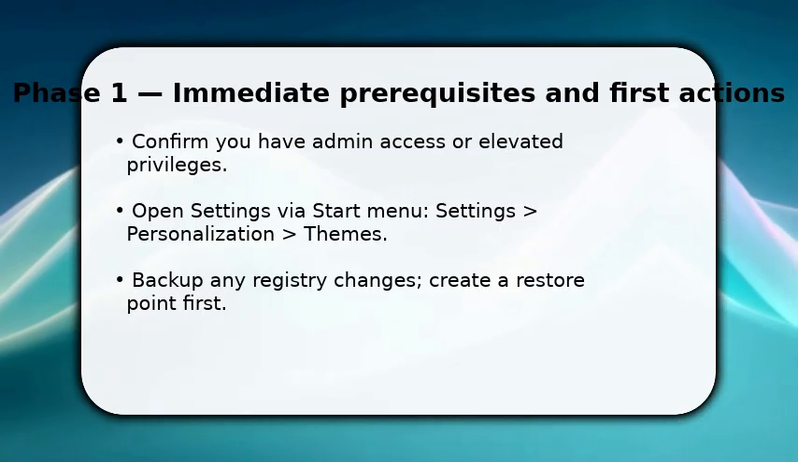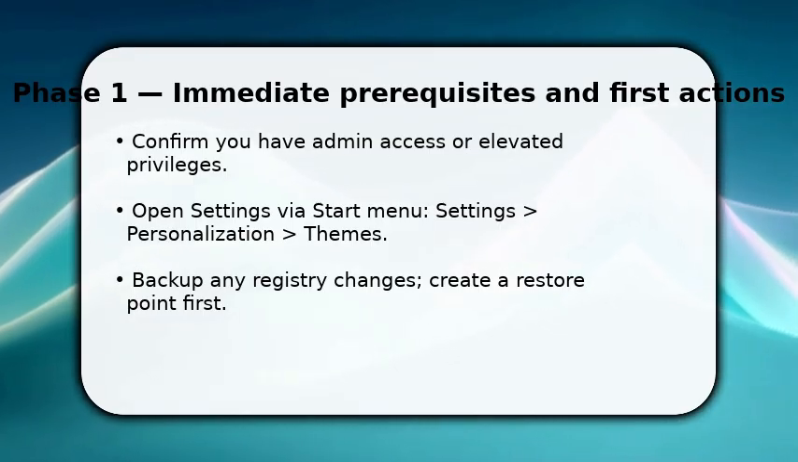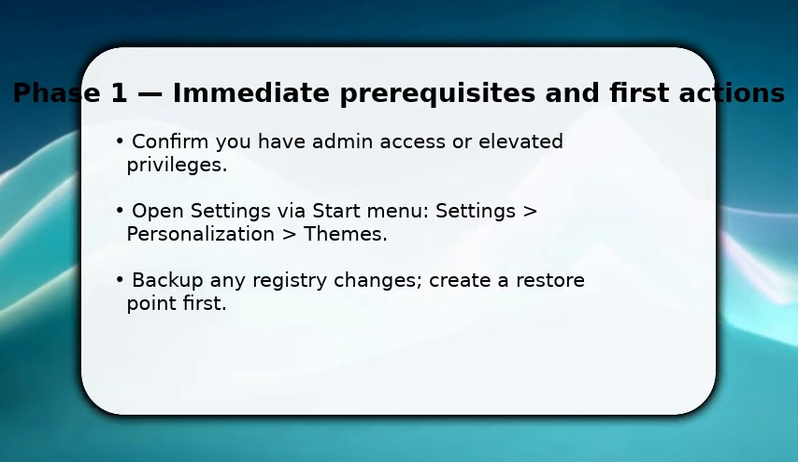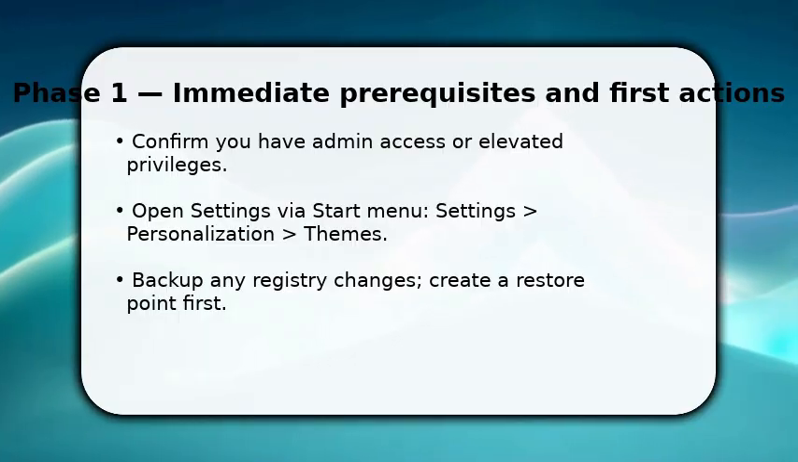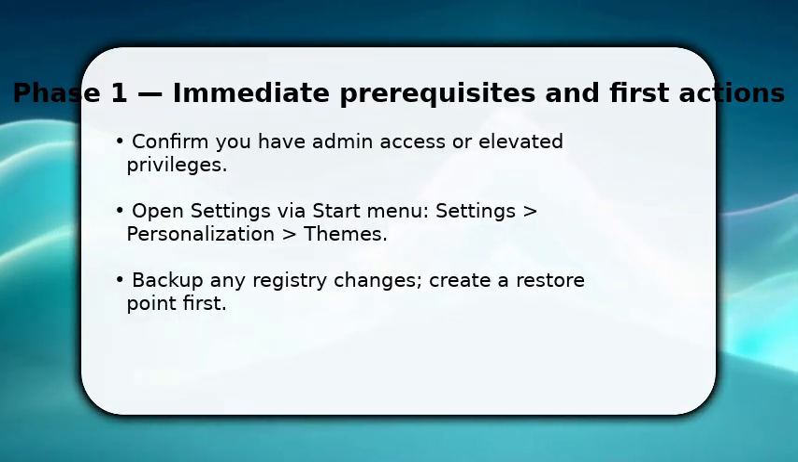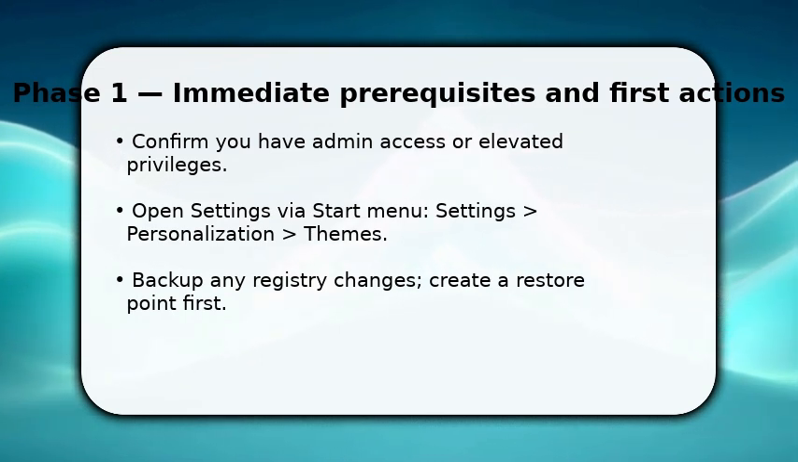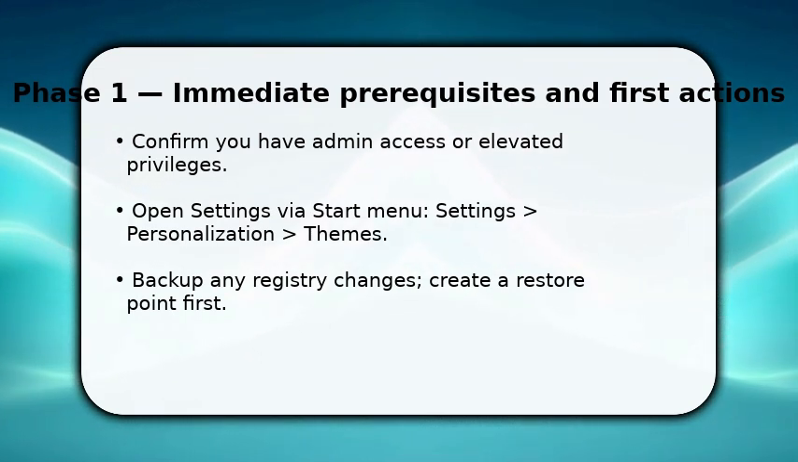If you prefer registry edits, make a system restore point first, because incorrect values can break appearance settings. Make sure to note the current name and location of any custom theme files. You will revert if needed. Now, proceed to the display options or registry path, depending on which method you will use.